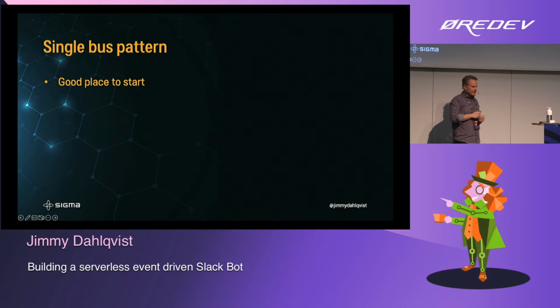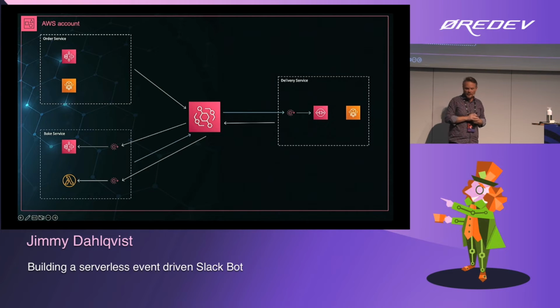I would say that the single bus pattern is a good place to start if you want to start in building an event-driven architecture. It's way easier to manage than in decentralized. So this is basically what I've been talking about when I talk about centralized event bus. So you have a central event bus here, and all of my three services has connected onto that and using that single service as the event router. Meaning if an order service wants to start observing something new, it creates a rule on this single bus.